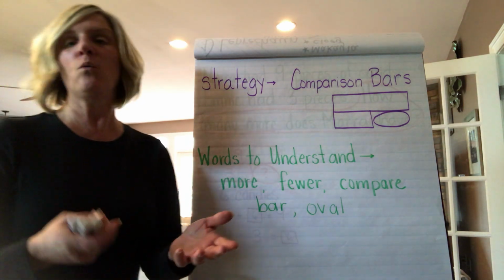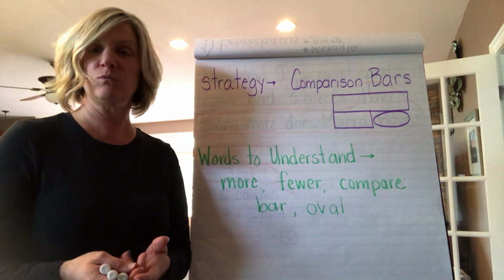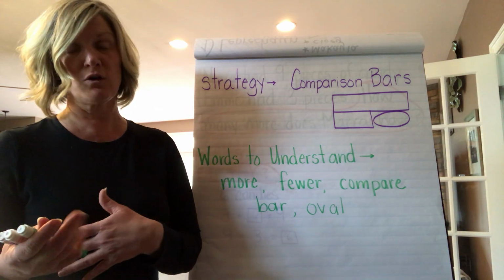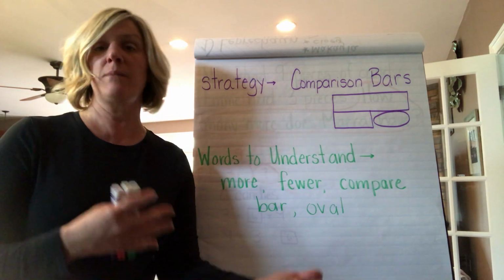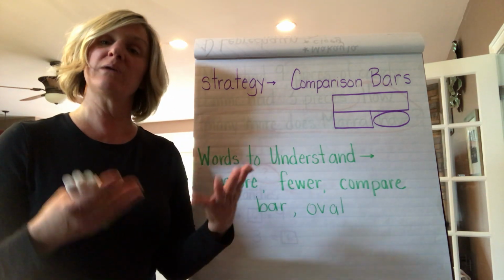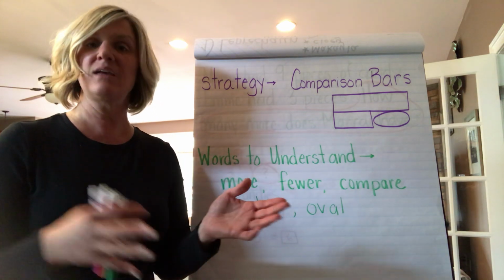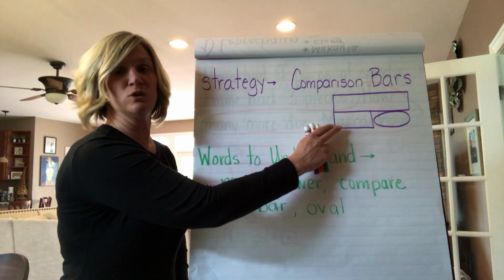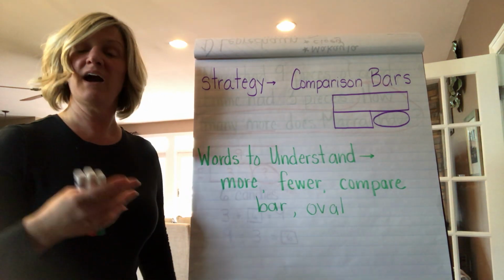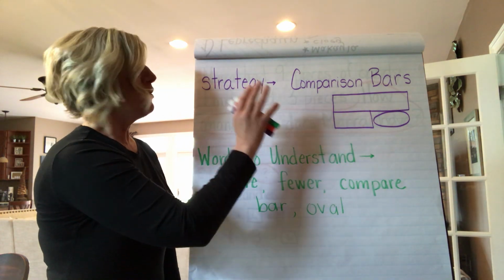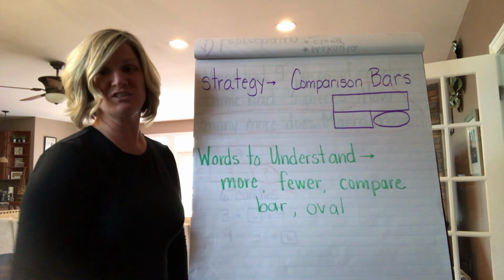So remember, we are comparing numbers and we're seeing which number is larger, which number is smaller, who has more in a problem, who has fewer. Because that's what we do with comparing things. When we compare things, we're finding how they're the same and how they're different. And this is what our comparison bar drawing will look like. And we're working on understanding our math problem, labeling our bars, putting in our answers, and solving them.